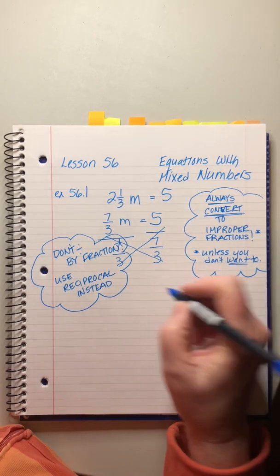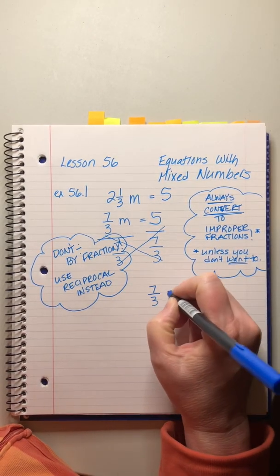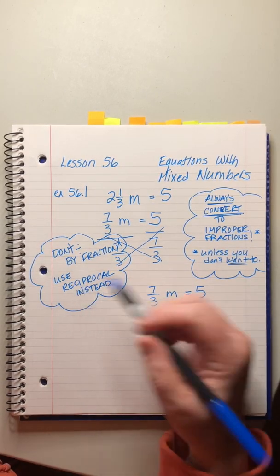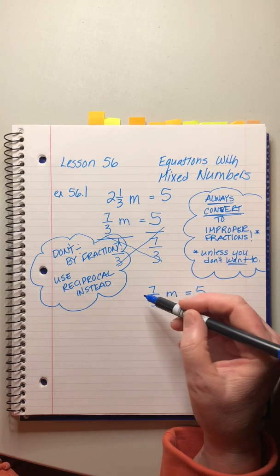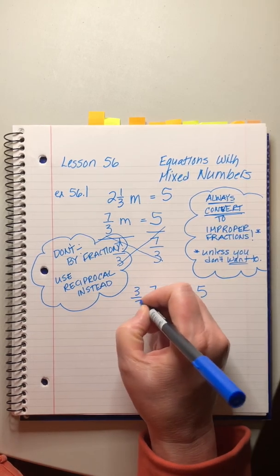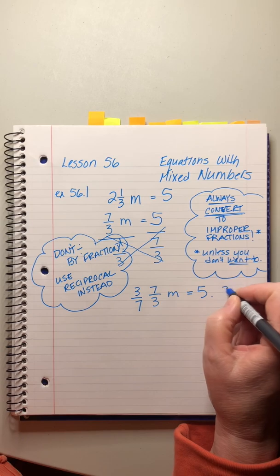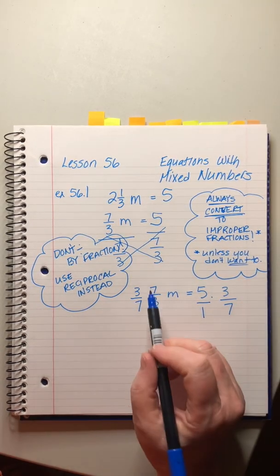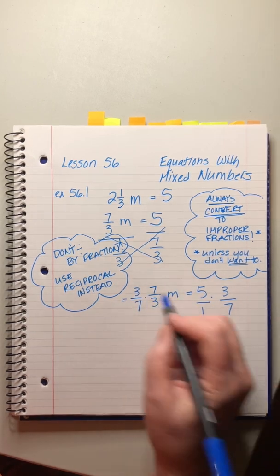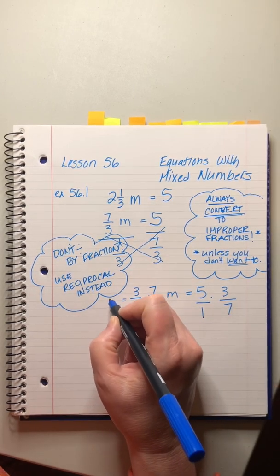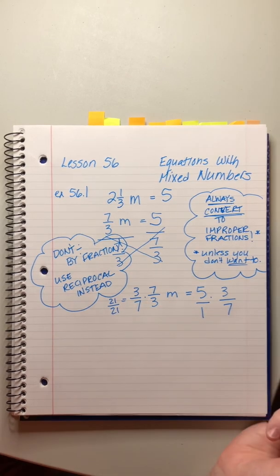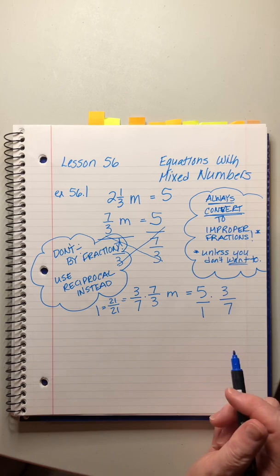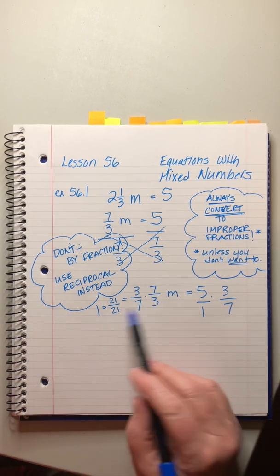I'm going to rewrite my problem down here so you can see it better. It's 7/3 m equals 5. When we use the reciprocal, what that means is we take the fraction, flip it, and multiply by that. Okay, we have to do it to both sides, so go ahead and write it to both sides. I'm going to put that over a 1 so it looks good. Now, notice that when we multiply by the reciprocal, what happens? Oh yeah, we get 21 over 21, and that equals 1. That always happens when you multiply by reciprocals. That's why they're magical.